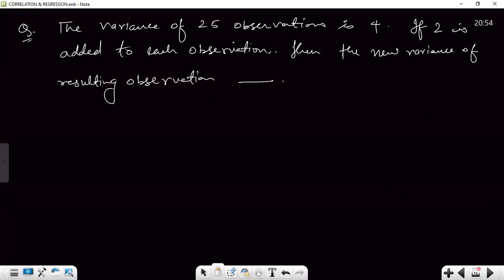So, will the variance change here? What was the variance? 4 will be the answer, na? It will remain unchanged.